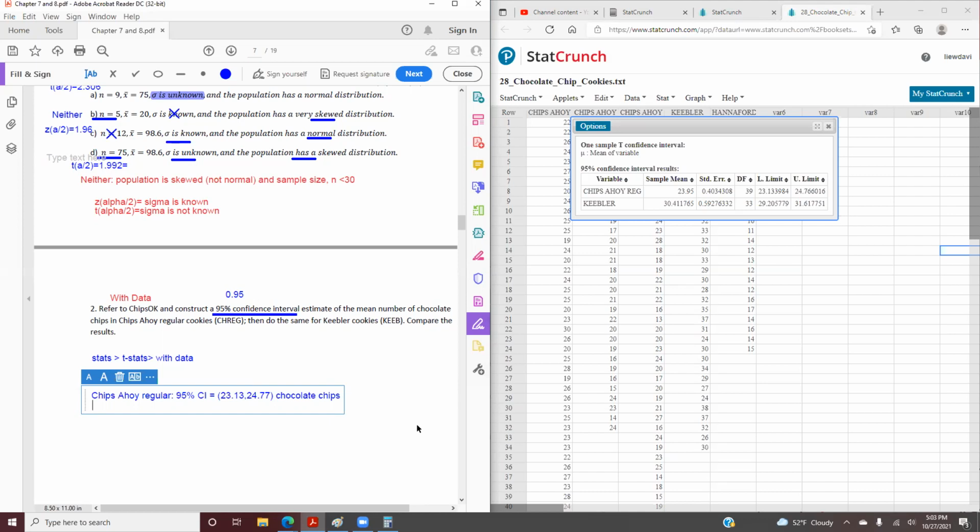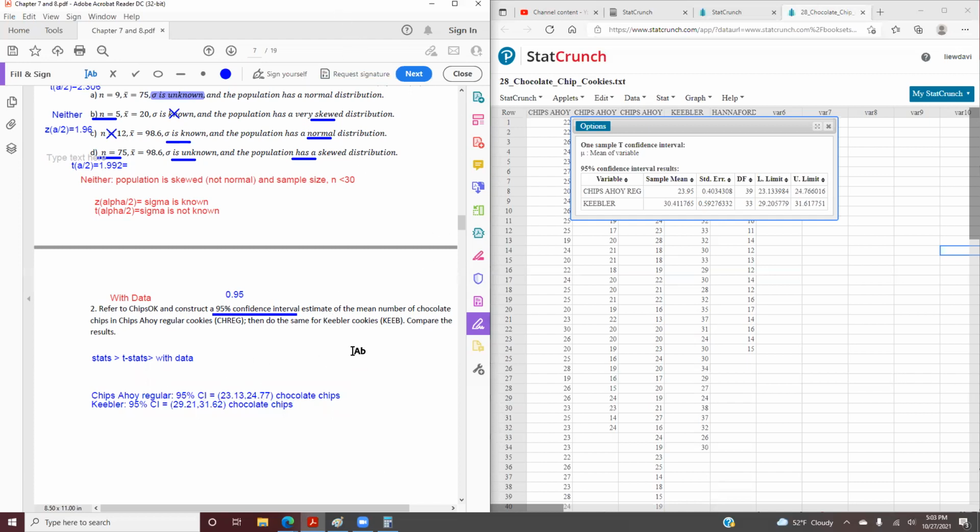For the Keebler one, which is another brand, the 95% confidence interval in this case is given to us by 29.21 and 31.62 chocolate chips. So this is how you find it, if you have data and you import it to your StatCrunch, and you do t-stats with data.